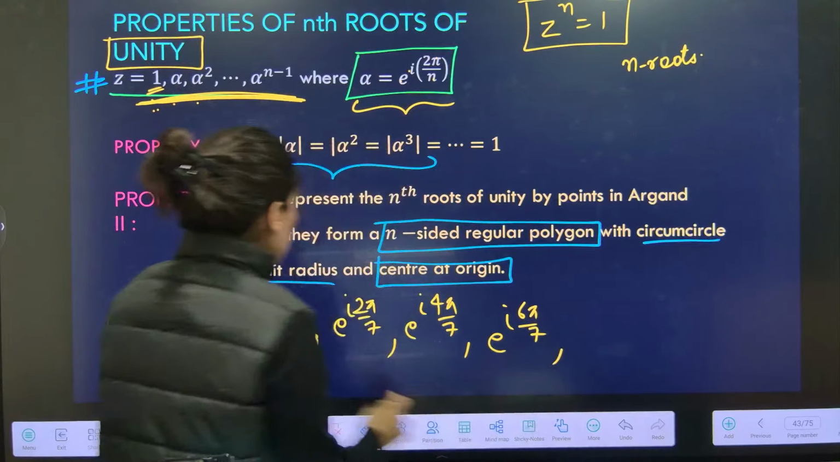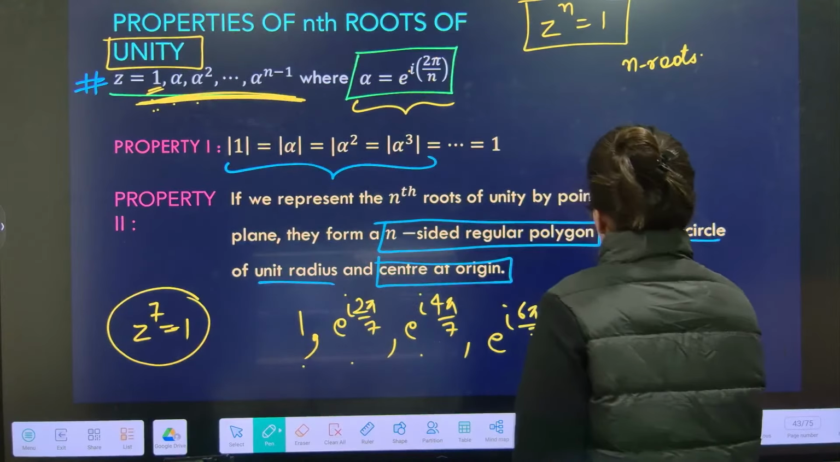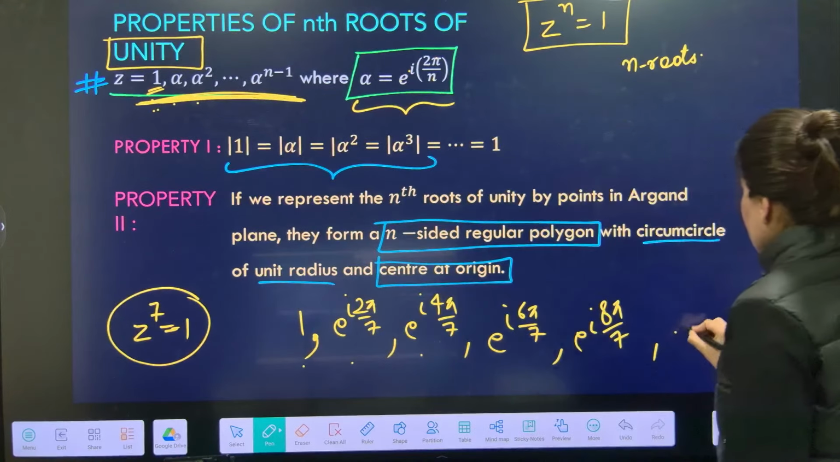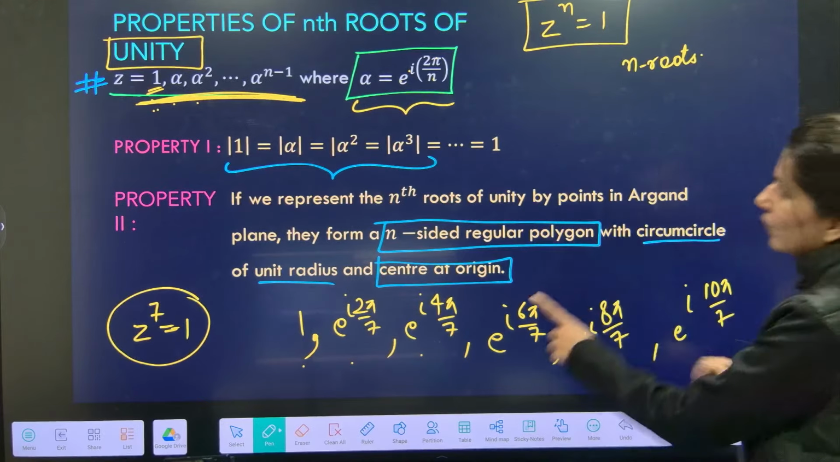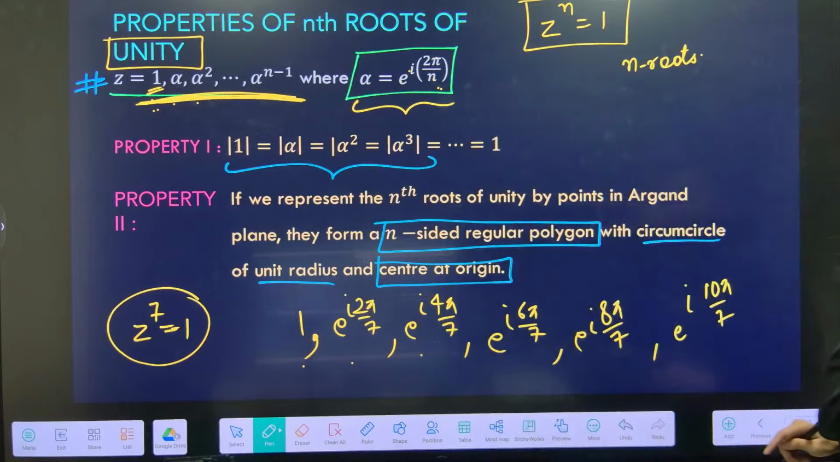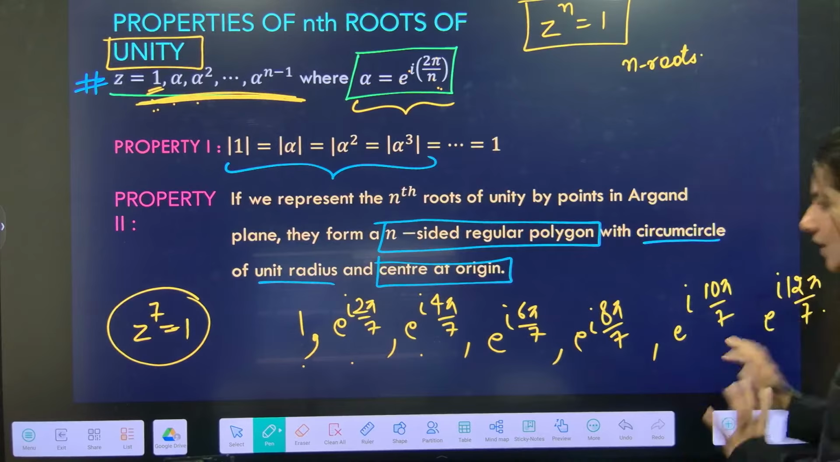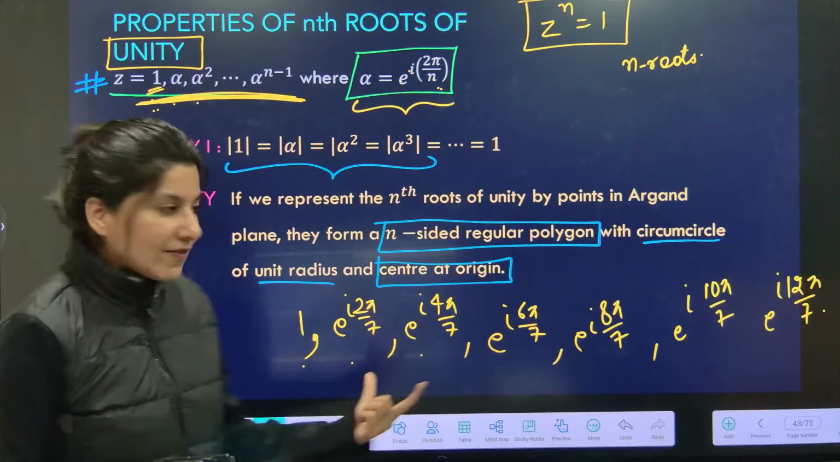Are you getting my point? So 1, 2, 3, 4 roots. E power iota 8 pi by 7, 5th root, 6th root. 10 pi by 7, and finally you have to put what? See, 6 you have to put, right? So 7 you have to put. So n minus 1 tak you have to go. So it is going to be alpha power 6. 6 2s are 12. Yes, e power iota 12 pi by 7. Everybody agree on this? Anybody has any issue in writing all the 7 things?